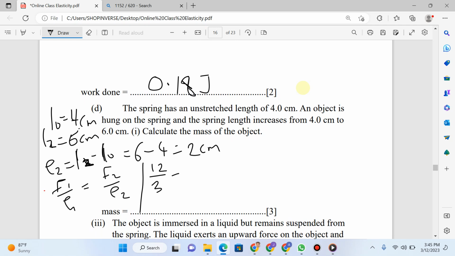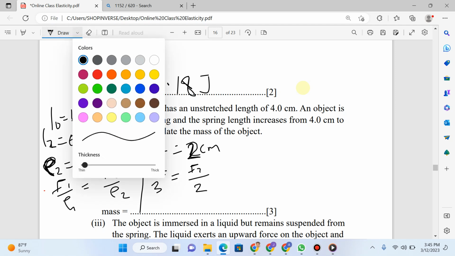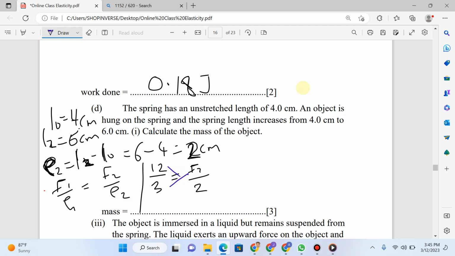So 12 over 3 equals F2 over E2. We do not know F2, but extension E2 is 6 minus 4, which is 2 cm. So the denominator here is supposed to be 2 and not 6. The next thing you can do is to cross multiply. So 3F2 is equal to 2 times 12, which gives us 24.